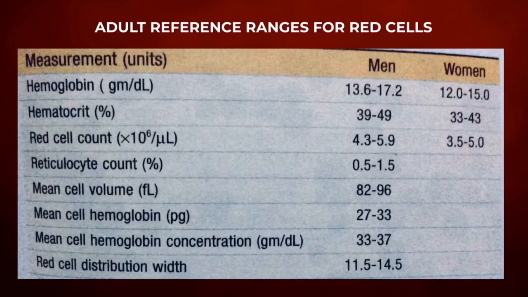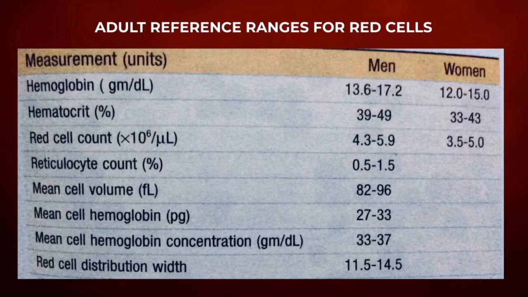Hemoglobin is 13.6 to 17.2 gram per deciliter in men, and in women it is 12 to 15 gram per deciliter. Hematocrit is 39 to 49 percent in men, and in women it is 33 to 43 percent. Red cell count is 4.3 to 5.9 into 10 to the power 6 per liter in men, and in women it is 3.5 to 5 into 10 to the power 6 per liter. Reticulocyte count is 0.5 to 1.5 percent in both men and women.